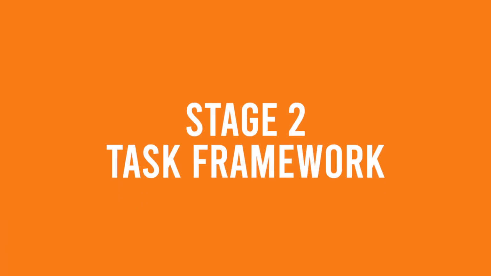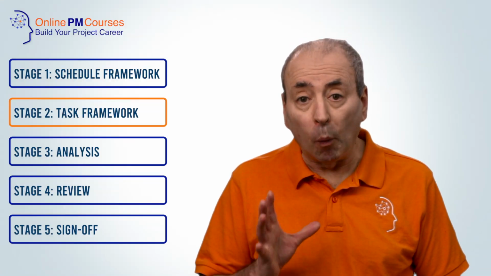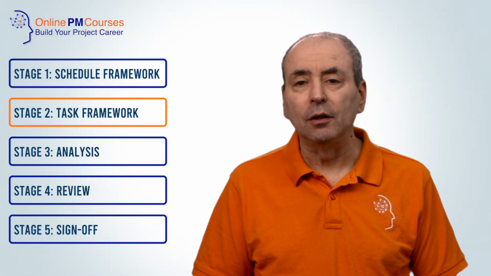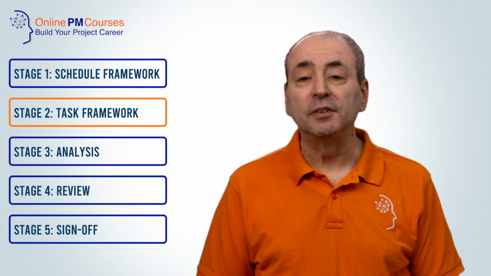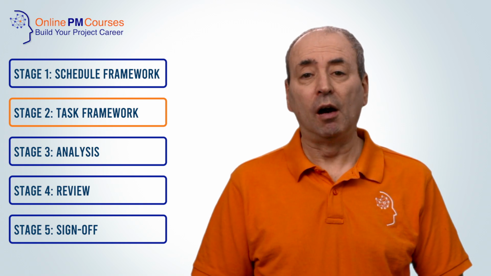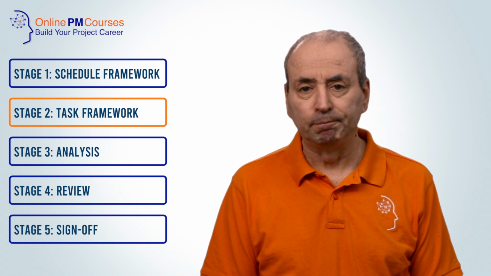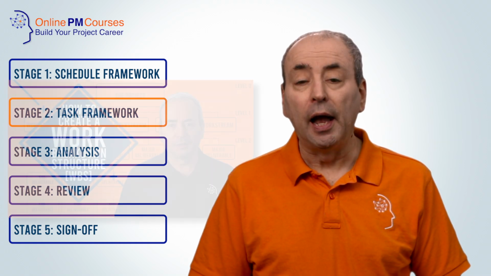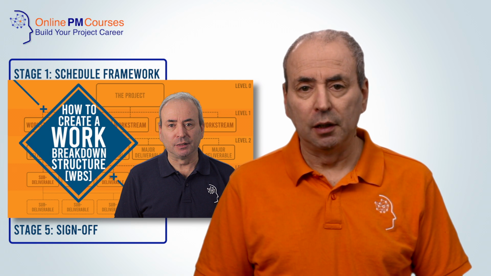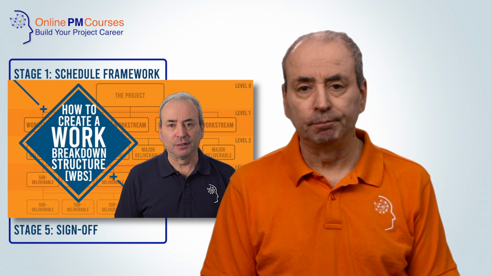Stage 2 is the task framework. Here we introduce what we need to do and what we need to do it. Step 6 is to identify the tasks that need to be completed as part of your schedule. These will be in your work breakdown structure, and I'll link in the description to our video on how to create a work breakdown structure.